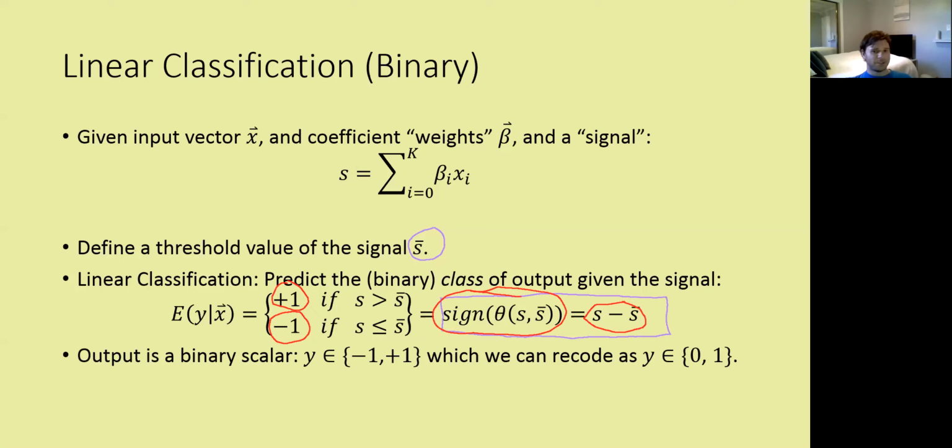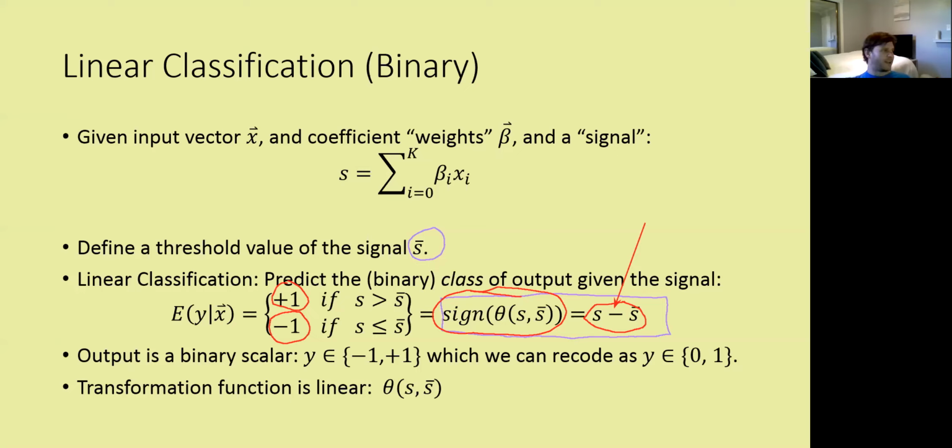And again, in this situation, we're still using a linear transformation function. What do I mean by that? Well, that transformation function here was this function, S minus S bar. S is linear. It's not squared. There's no log or anything like that. So still a linear transformation function.